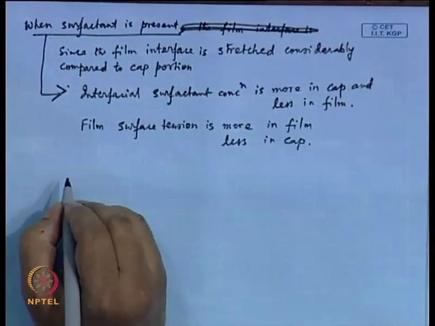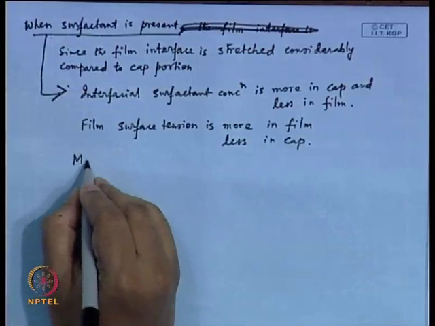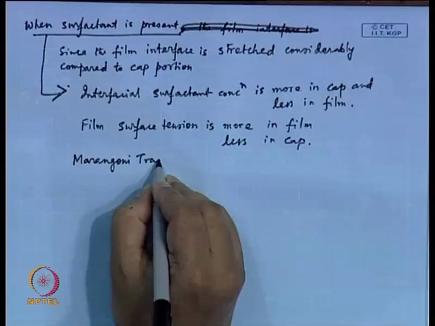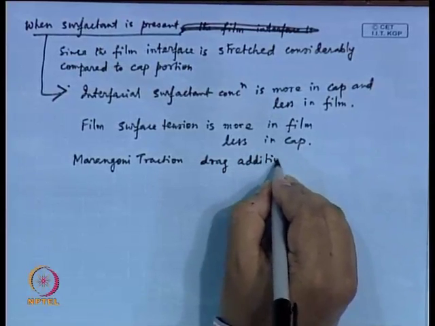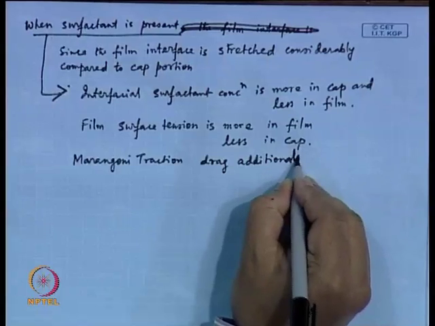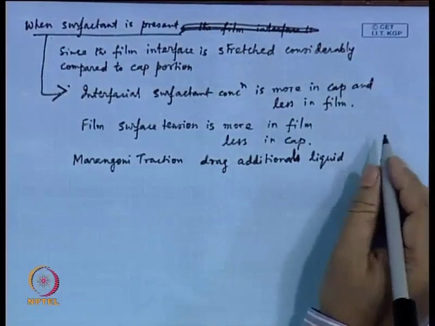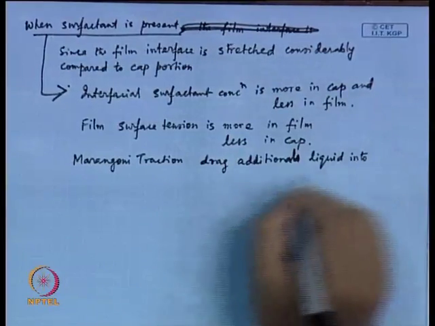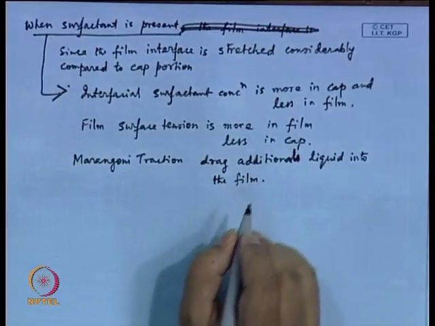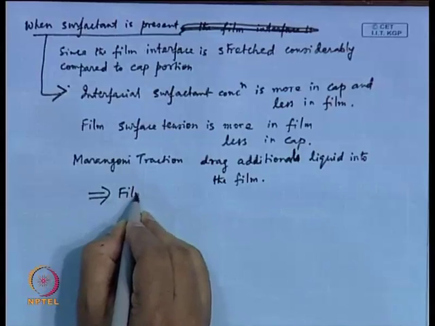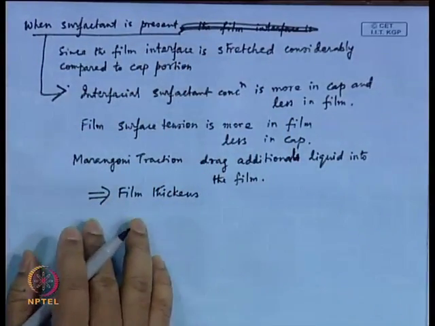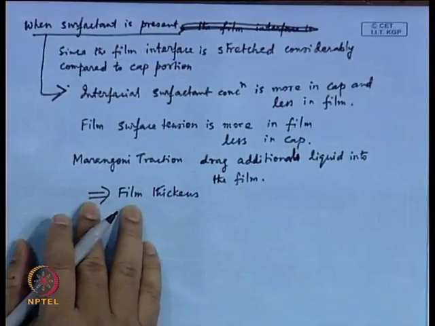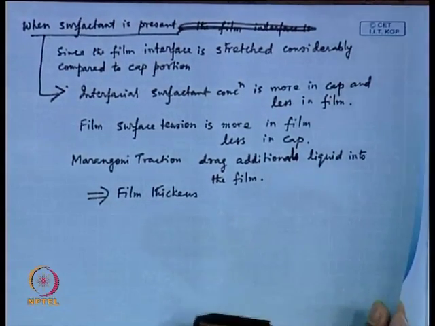So, if this happens, then you have a process by which additional liquid will be dragged into the film. This implies the film thickens. This is another effect of having surfactant in the system, which we are not going to consider here. These are a couple of effects which you may be bothered with when you have surfactant present in the system.